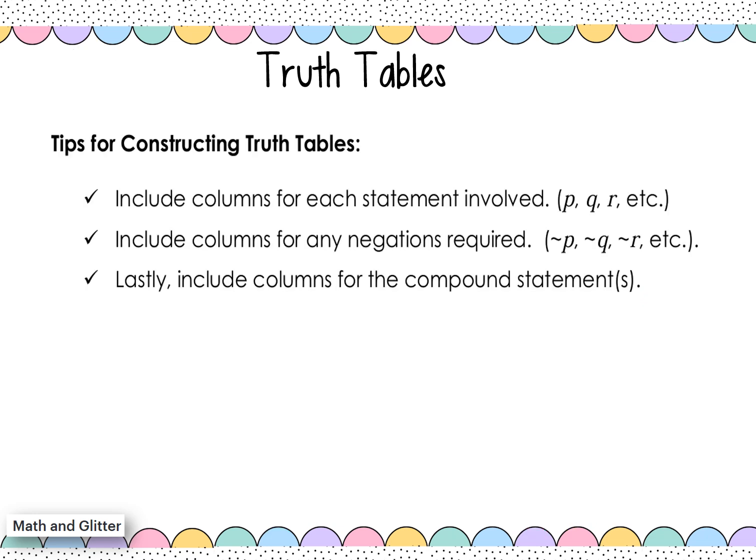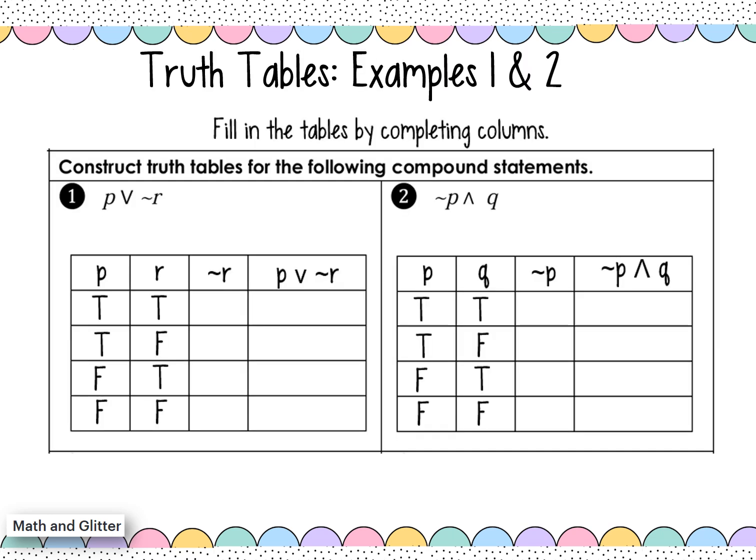So include the columns for all the statements involved, include columns for negations where required, include columns for compound statements, and they are all set up for us. Let's go. Truth tables, examples 1 and 2. Fill in the tables by completing the columns.